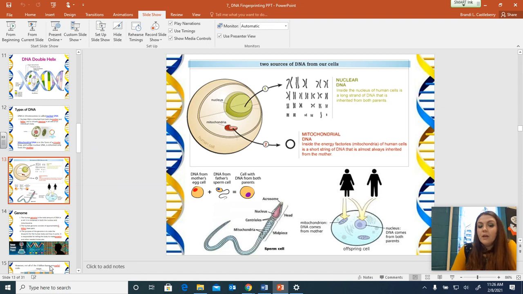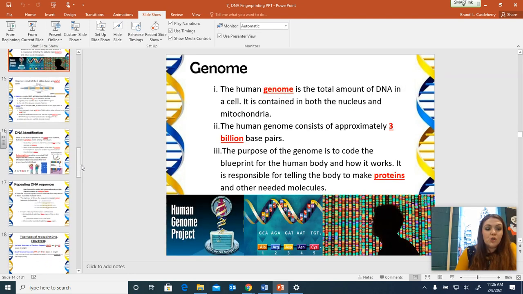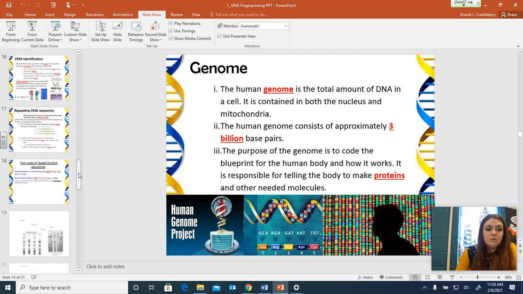Next one. So just kind of showing you, you have your cell. All your body is made of cells. It has a mitochondria, and that would have the mitochondrial DNA in it. And you have the nucleus, which has your nuclear DNA in it, which is all 46 pairs. Okay, genome. So the human genome is the total amount.